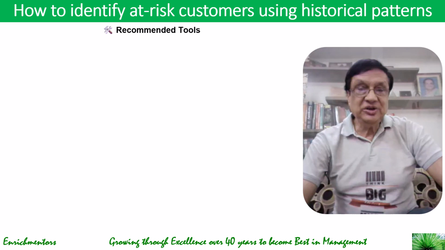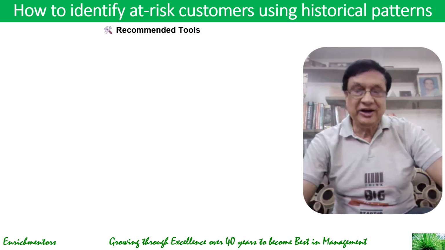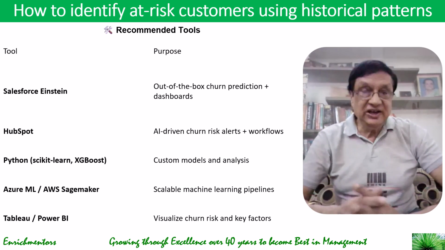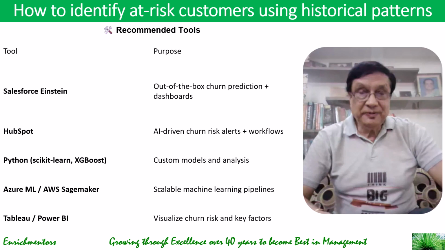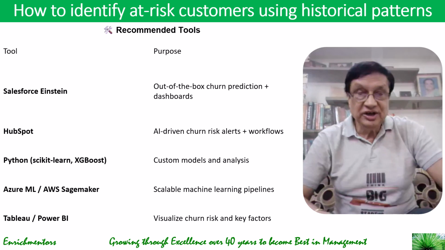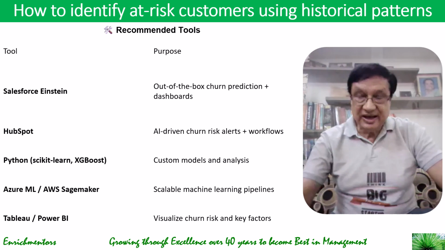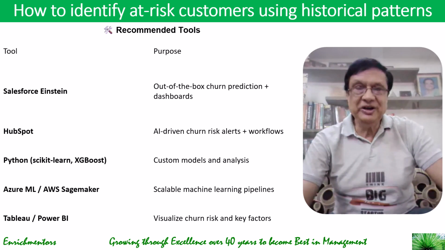Then the question is, what tools do we recommend to identify at-risk customers using historical patterns? There are many. You can use Salesforce Einstein, for out-of-box churn prediction and dashboards. You could use HubSpot, which can send you AI-driven churn risk alerts and workflows. Python with scikit-learn and XGBoost can give you custom models and analysis. Azure ML and AWS SageMaker offer scalable machine learning pipelines. And Tableau and Power BI can visualize churn risk and the key factors. So these are some recommended tools.